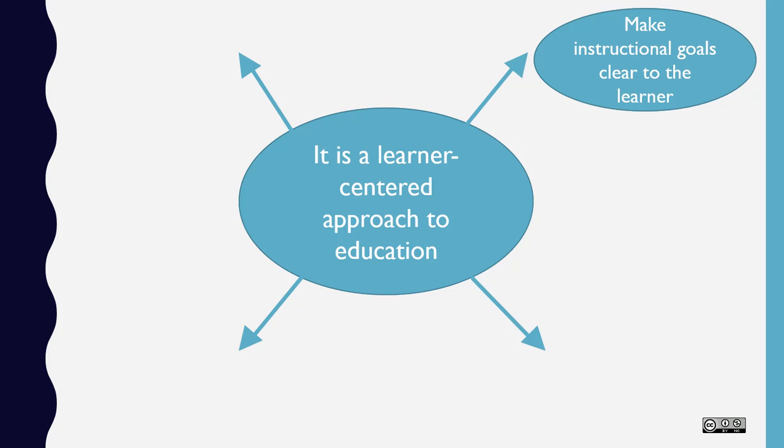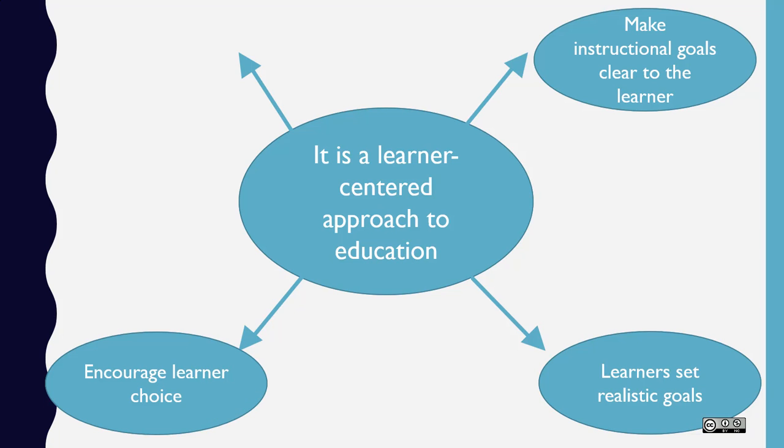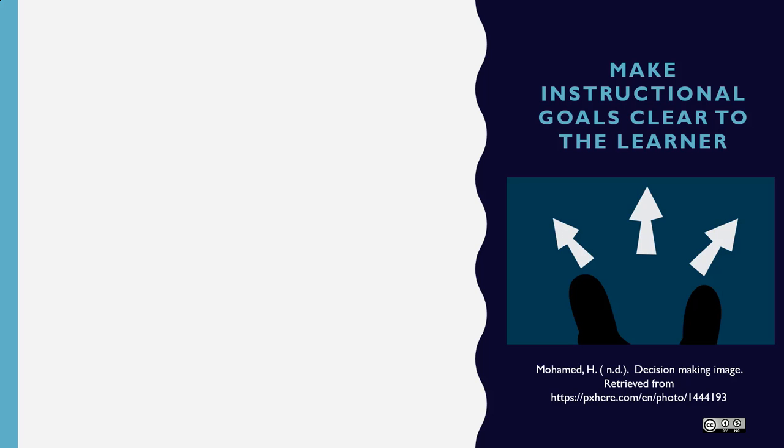Make instructional goals clear to the learner. Have the learner set realistic goals. Encourage learner choice. And to evaluate learning, which is self-reflection. So let's go through each of these one by one and determine how an instructor can do this. Well, the first item I talked about was to make instructional goals clear to the learner.